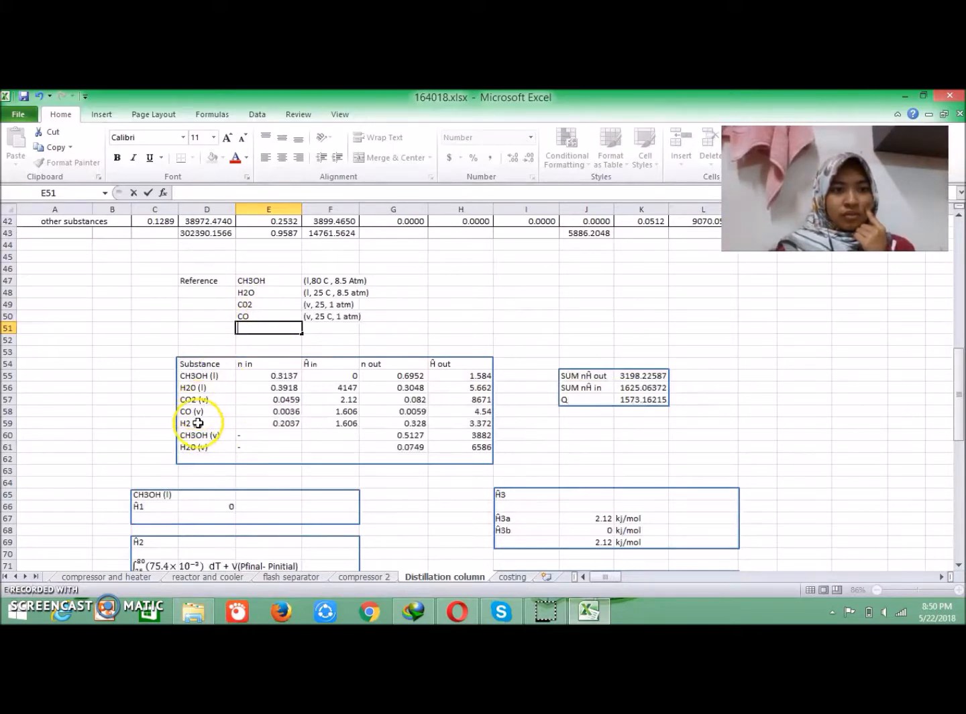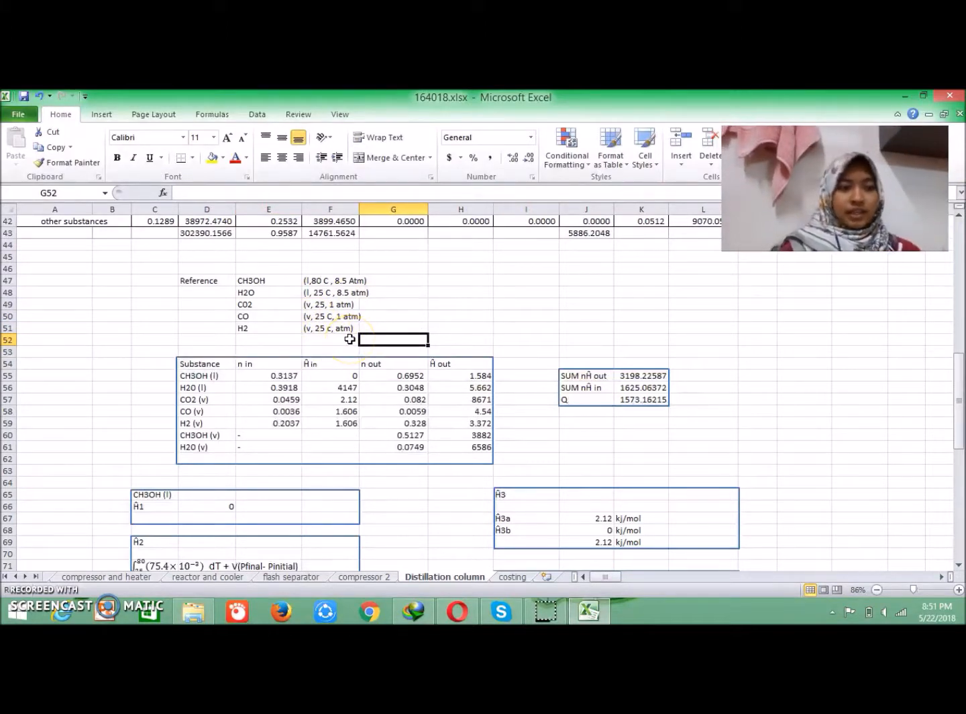CO2, I think this is H2. This is for H2, in vapor at 25 Celsius and 1 atm.